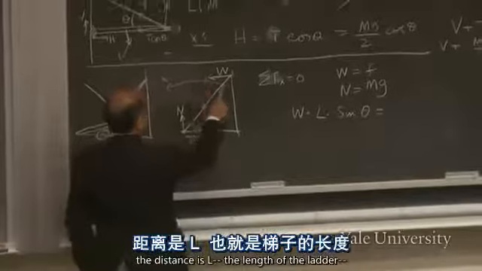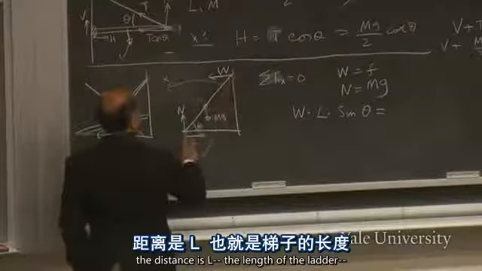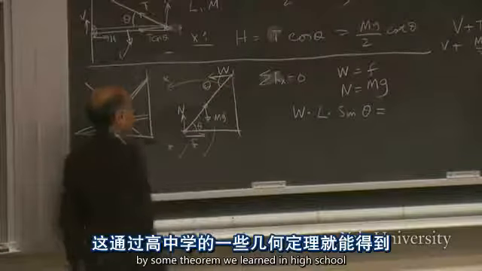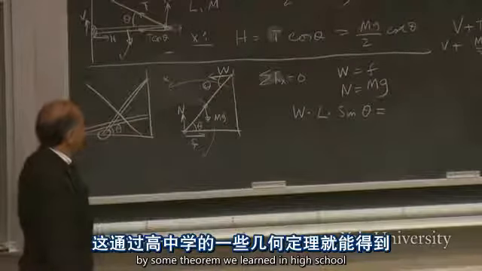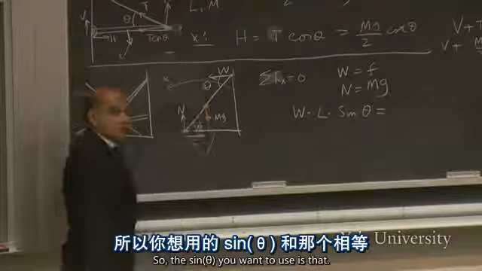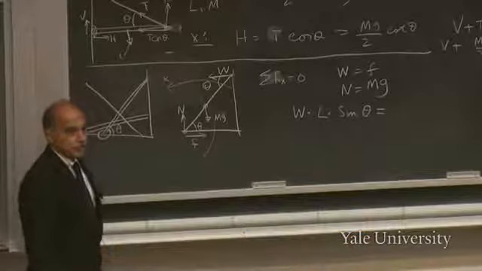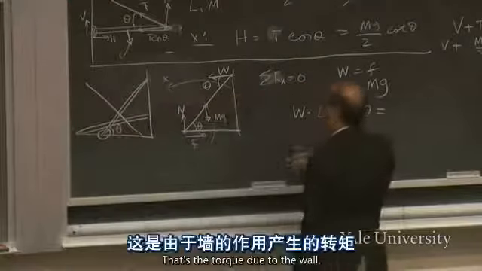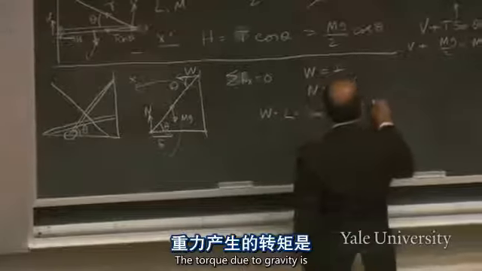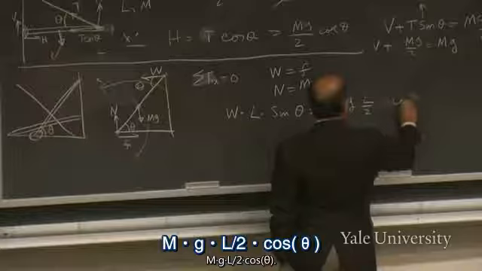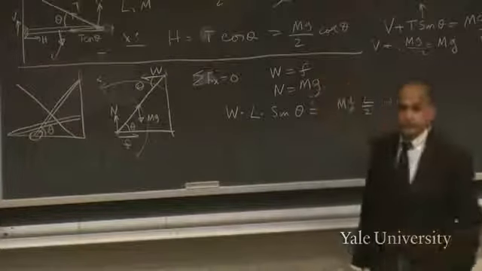W is the force. The distance is L, the length of the ladder. And this theta and that theta are equal by some theorem we learned in high school, that if you got two parallel lines, the angle is the same. So the sine theta you want to use is that. That's the torque due to the wall. The torque due to gravity is mg L over 2 cosine theta.